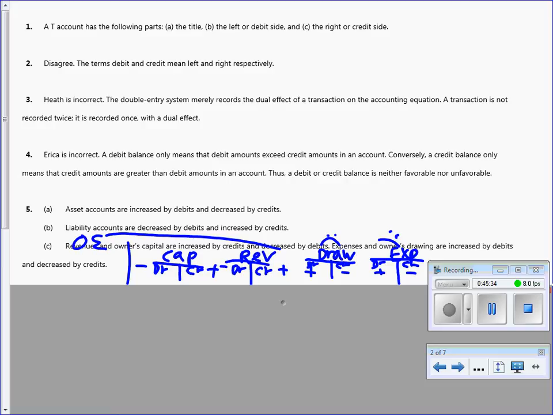I want to stop at number 5. We're going to do 7, 8, 9 first thing tomorrow.